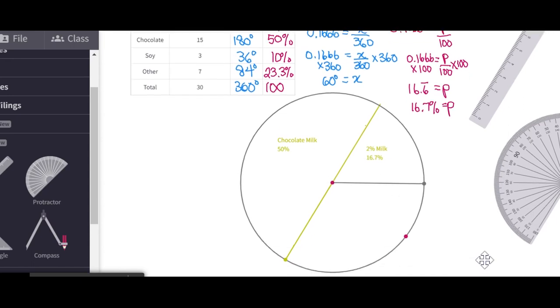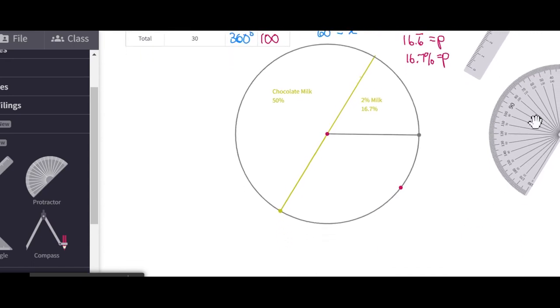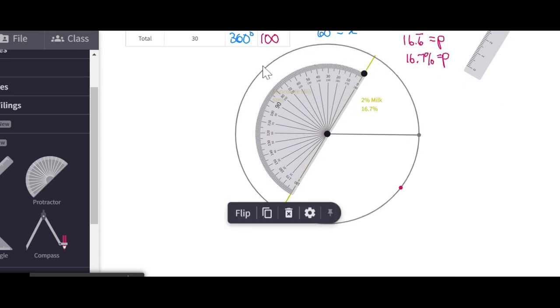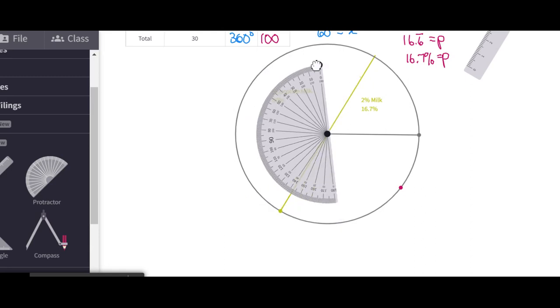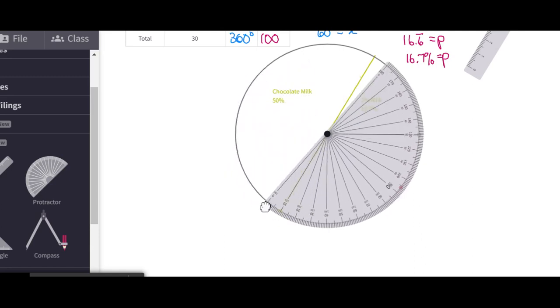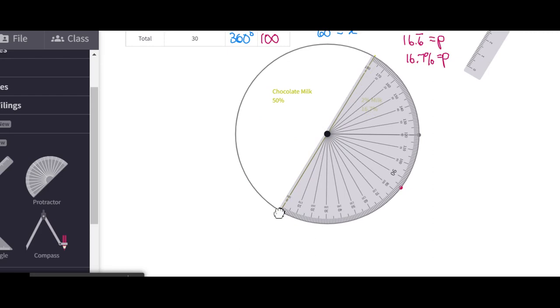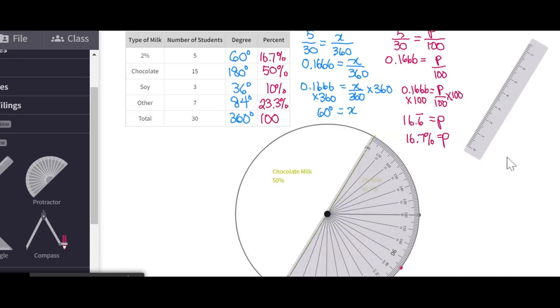All right, let's do soy milk, which is 36 degrees. Again, I take my handy dandy protractor, center with center right there. Oh, but this section here is taken up by chocolate milk. So I actually have to rotate this until it's 0 with 0. Okay, there we have it. So this is our new starting line because that's where we ended off at. It has to match up 0 and then center with center right there. Okay, so we have to measure out 36 degrees.